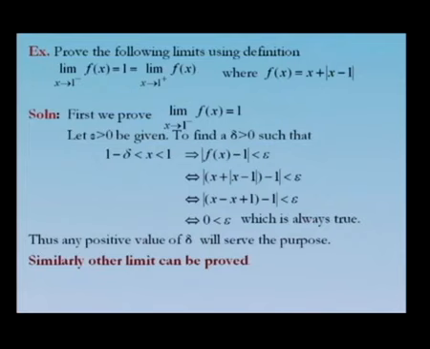Which is true if and only if mod of x minus x plus 1 minus 1 is less than epsilon, which is true if and only if 0 is less than epsilon, but we have chosen that epsilon to be a positive number, so this is always true. So now we choose any positive delta that will serve the purpose. Similarly, the other limit can be proved.